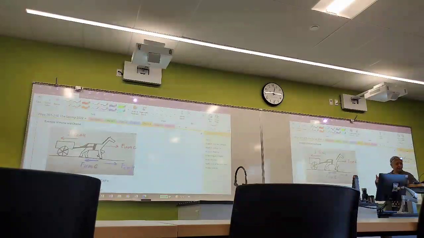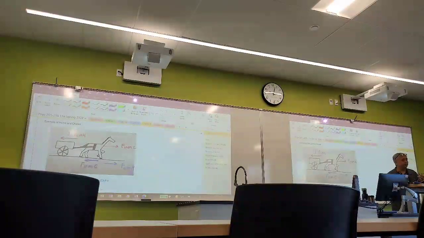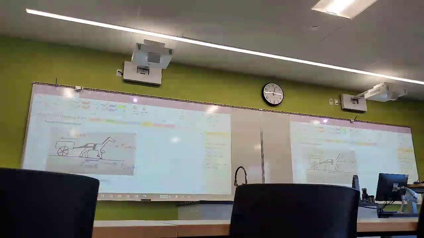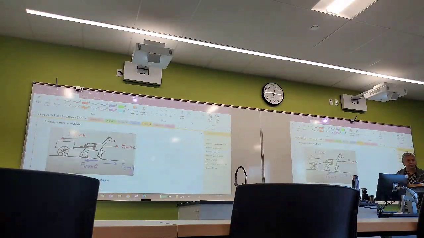So if the cart is heavy and things like that, the horse has to push back with a greater force, and that keeps it moving. So there is an unbalanced force on the horse. That's why the horse starts to move.